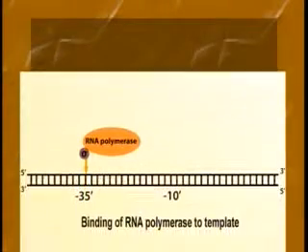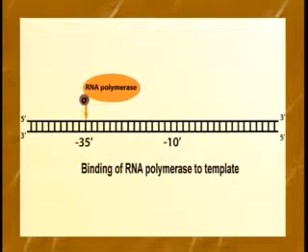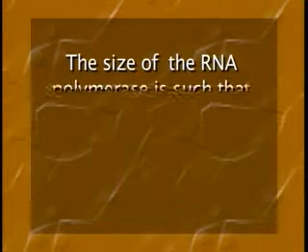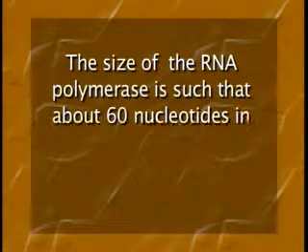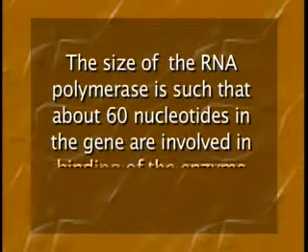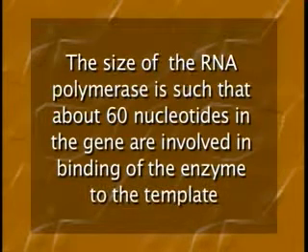Number 1 is template recognition. RNA polymerase has to recognize the correct region of the gene and bind at that site, which is the -35 region. The size of the RNA polymerase is such that about 60 nucleotides in the gene are involved in binding of the enzyme to the template.